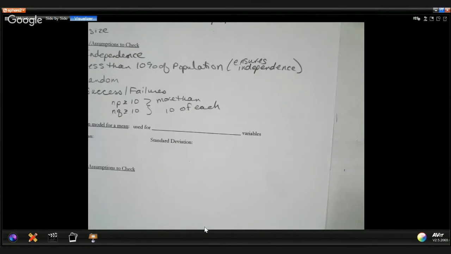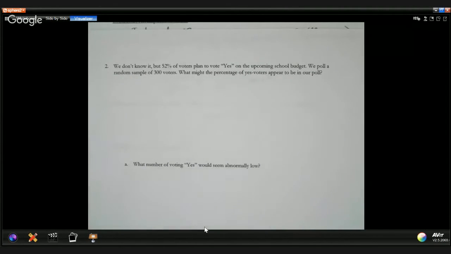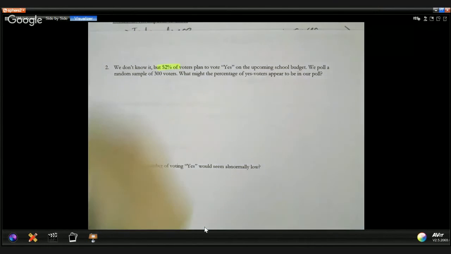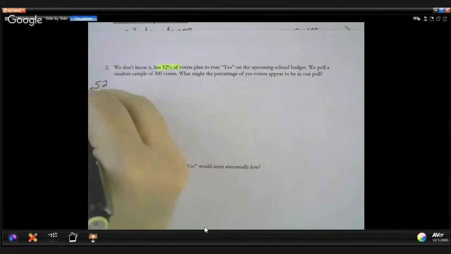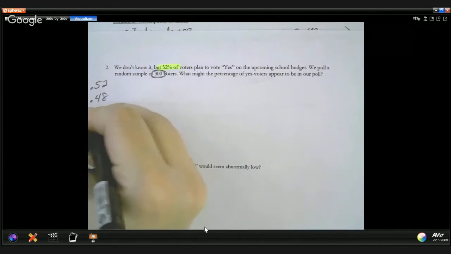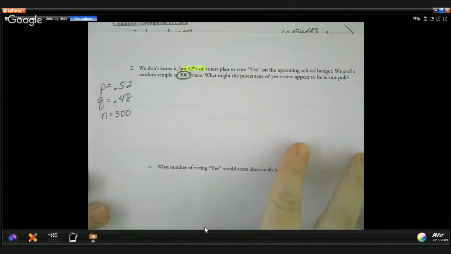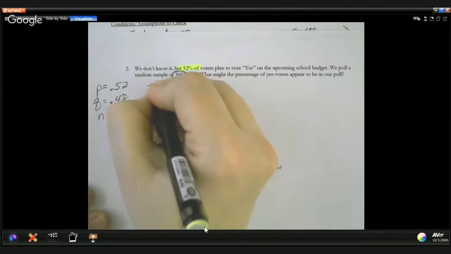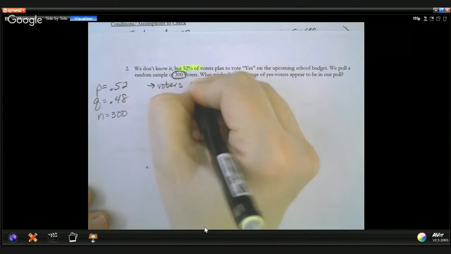Okay, so let's look at problem number 2. So go ahead and take a second to copy that down. And then from there, we'll go on and check our conditions and do everything else we need to do. So it says, we don't know it, but 52% of voters plan to vote yes. So 52% are voting yes, so this is a p or q. So p is 52, q is 0.48, and we're looking at 300 voters, so that's a much larger sample. So we need to check our conditions. Voters' opinions are independent of each other.